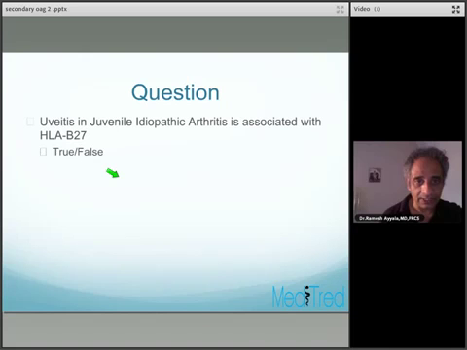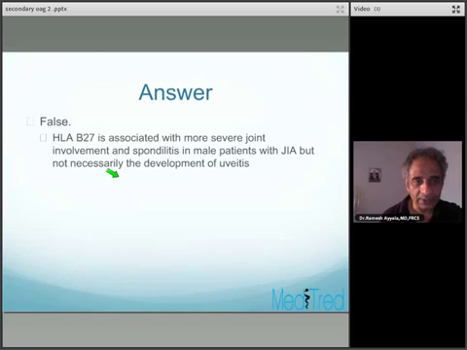Uveitis in juvenile idiopathic arthritis is associated with HLA-B27. True or false? The answer is false. This B27 is associated with more severe joint involvement and spondylitis in male patients with JIA, but not necessarily the development of uveitis.